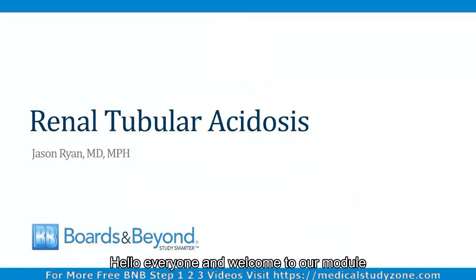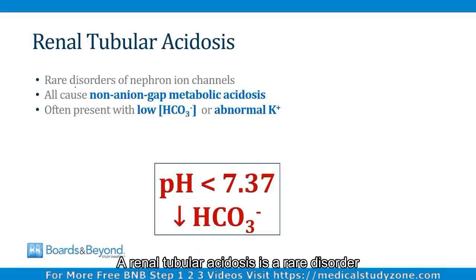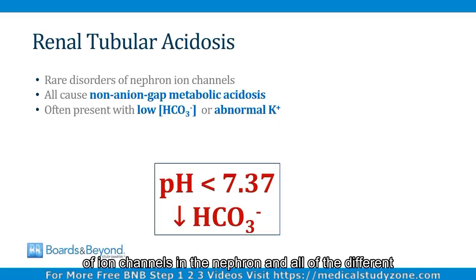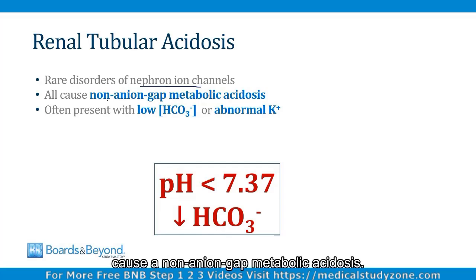Hello everyone and welcome to our module on renal tubular acidosis. A renal tubular acidosis is a rare disorder of ion channels in the nephron, and all of the different types of renal tubular acidosis cause a non-anion gap metabolic acidosis.